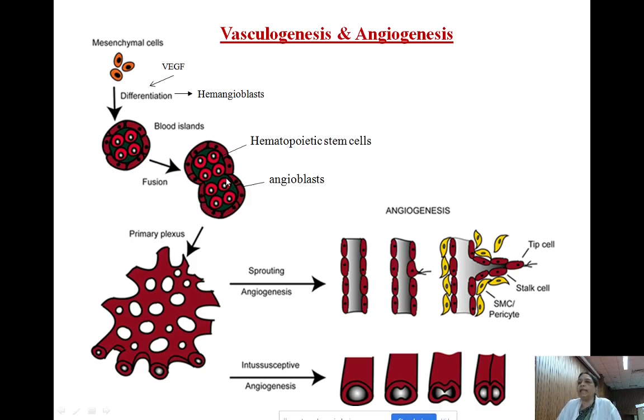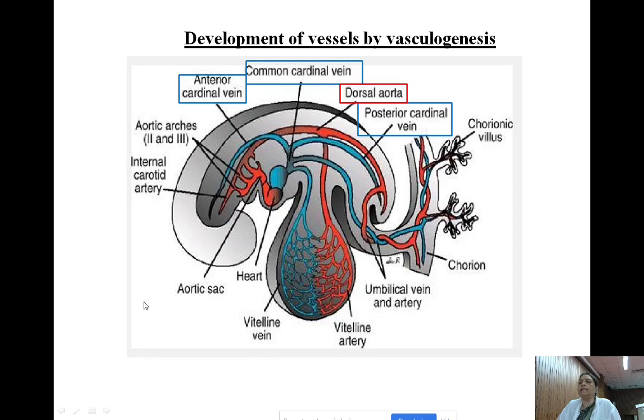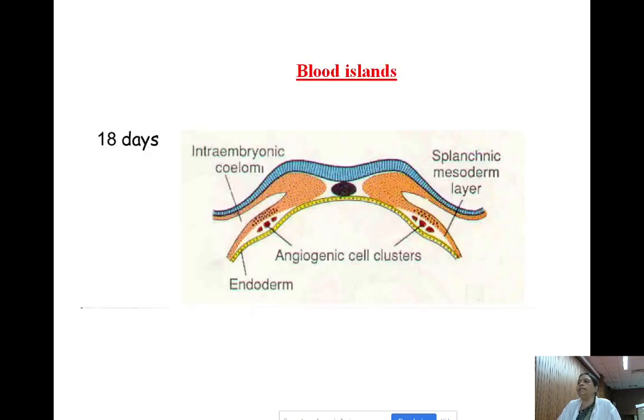Ultimately, this endothelial lining fuses with each other and forms a plexus known as the primary vascular plexus. From that primary vascular plexus, the dorsal aorta, the common cardinal vein, the anterior cardinal vein and the posterior cardinal vein are developed. This process is known as vasculogenesis.